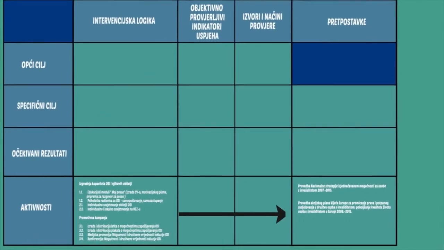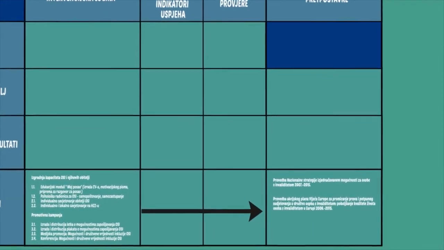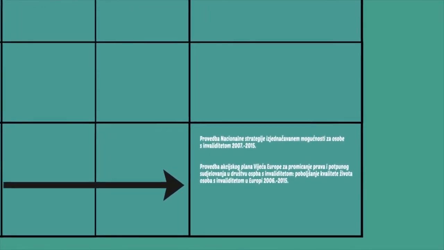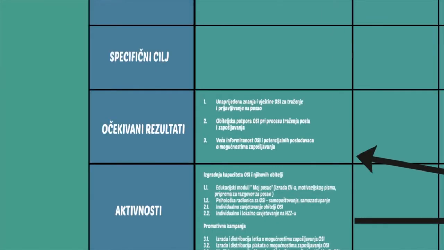This is an example of assumptions connected with the disabled. We will read the assumptions as follows. Specific goals and objectives. The activities that will be introduced: education for the disabled on employment, psychological workshops, individual and group counselling, family counselling, the creation and distribution of posters and leaflets, promotion through media, a conference regarding passing a national measure about obtaining equal opportunities for disabled people between 2007 and 2015, and an action plan where the Council of Europe promotes their rights and complete participation in society.